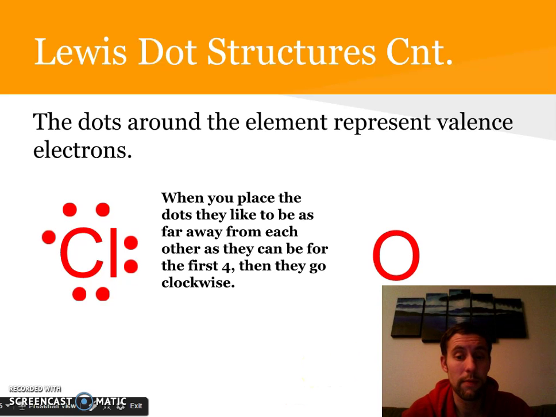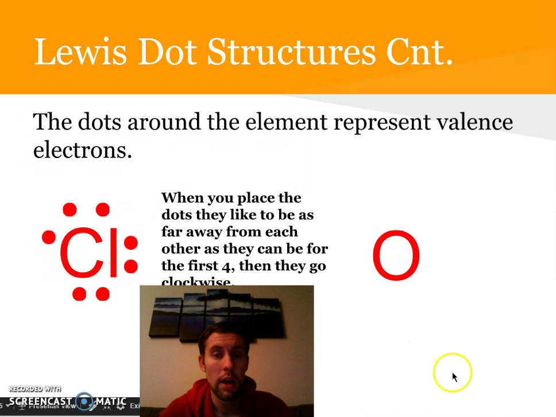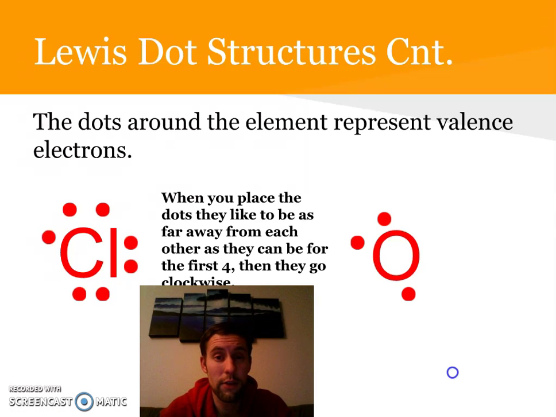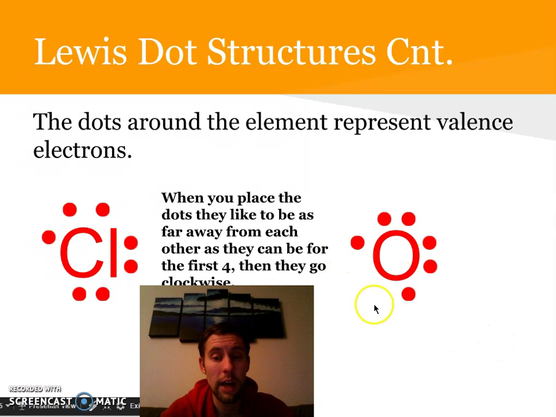So oxygen has got 6 valence electrons, so 1 on top, 2 on the bottom, 3 on the left, 4 on the right. Now we go clockwise, so 5 on top, 6 on the right, leaving an unpaired one on the left and an unpaired one on the bottom.